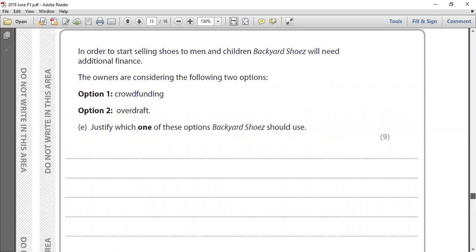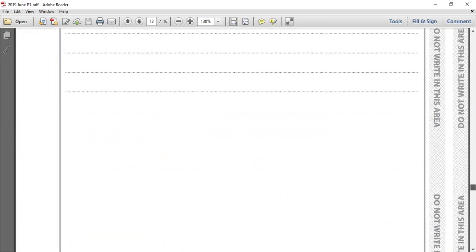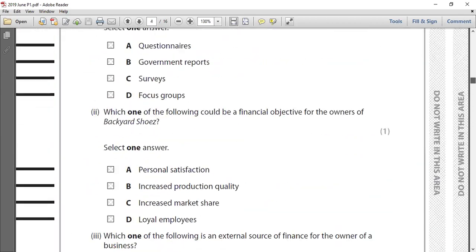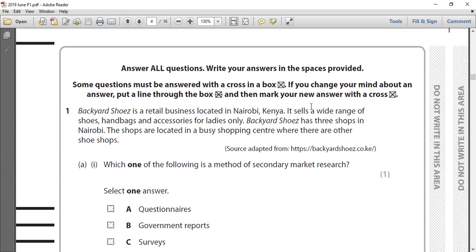You can see question number 3. Let's go to some case study material so you can get a good idea of the application point. This is the case study, the Backyard Shoez, 2021 June paper. Backyard Shoez is a retail business located in Nairobi, Kenya, and it sells a wide range of shoes, handbags, and accessories for ladies only. So the current market segment is only targeting ladies. Backyard Shoez has 3 shops in Nairobi, located in a busy shopping center where there are shoe shops. So that's the context here.